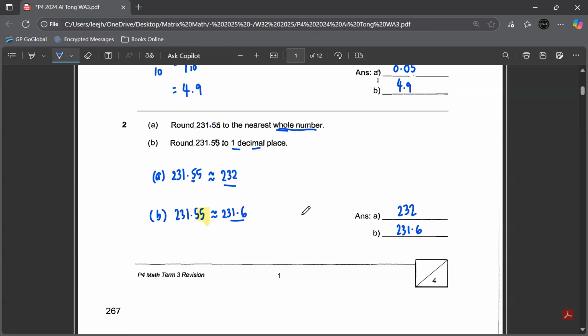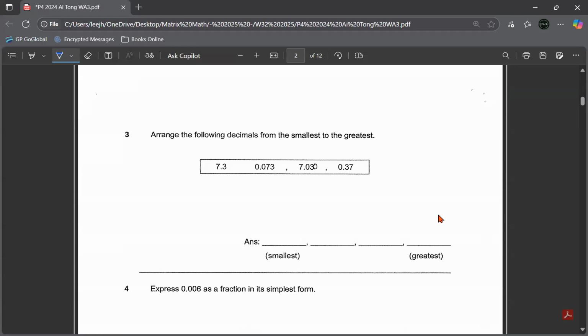Question number 3. Arrange the following decimals from the smallest to the greatest. So first, what we do when we do our work is look at the decimal places for each value. This is 1 decimal place. This is 3 decimal places. This is actually 2, but I think they add a 0 here, so this is already 3. Take it as 3. So this one is 2.